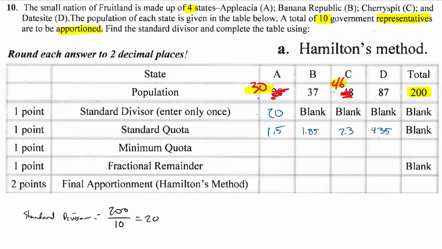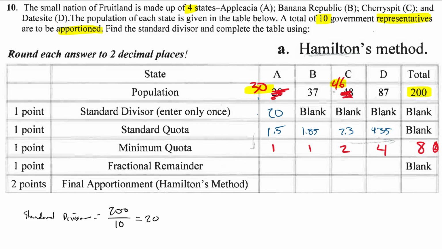The next thing we're going to do is take each one of these values and round each one down, because Hamilton's method means we're just going to round down. So rounding down, 1.5 just becomes 1, that becomes 1, that's 2, and that's 4. If we add all of these up, what we find is this only gives us a total of 8, which means that we've got 2 left to assign.